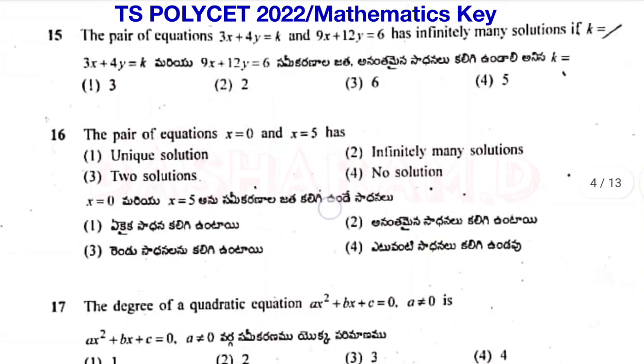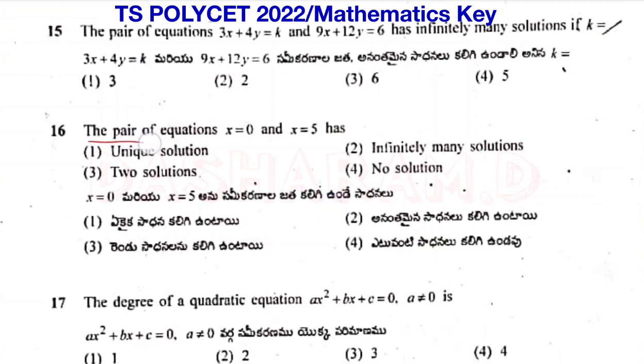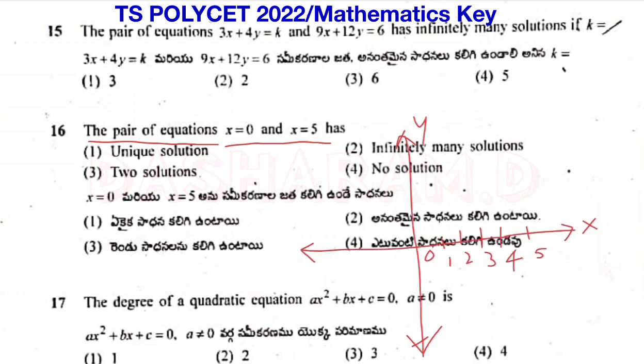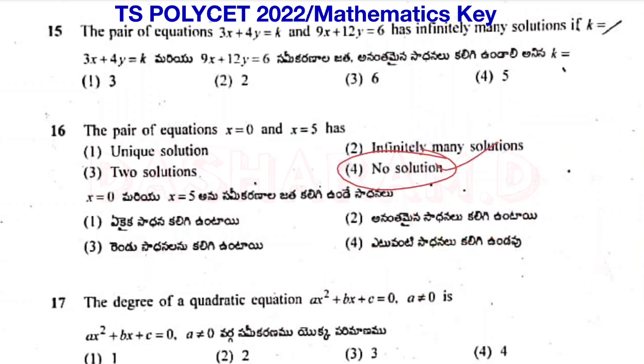Next to the 16th question, the pair of equations x equals 0 and x equals 5 has. So here x equals 0, nothing but this is the y axis, x equals 0. Next x equals 5, here is x equals 5. Now see, both lines are parallel lines, so for parallel lines there is no solution, so option 4 is correct.